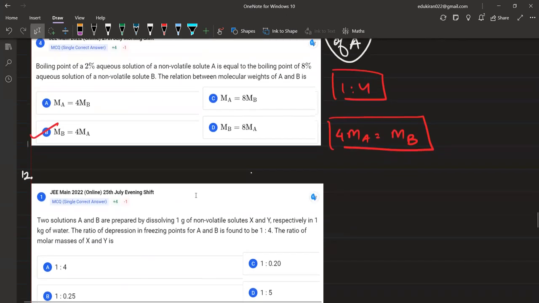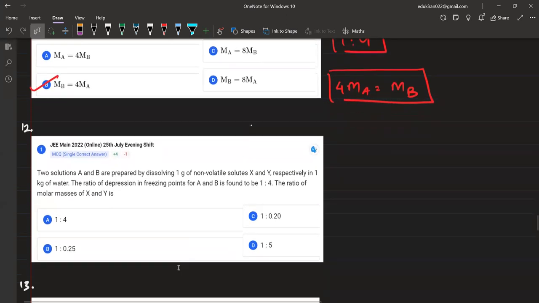Same है आपका. बिल्कुल same सवाल है, है ना? So try कीजिए. Two solutions A and B are prepared by dissolving 1 gram of non-volatile solute X and Y, respectively, in 1 kg of water. The ratio of depression in freezing point for A and B is found to be 1:4. Okay, so this is for A and this is for B. The ratio of molar masses of X and Y.